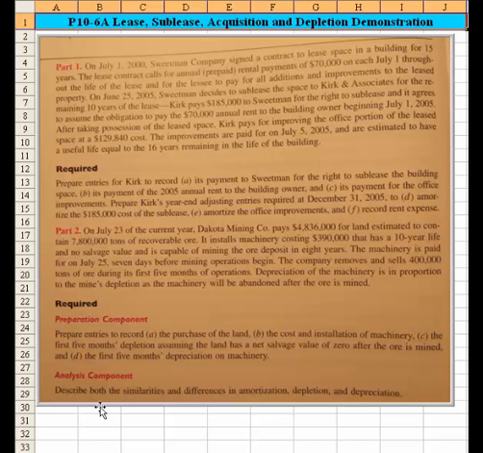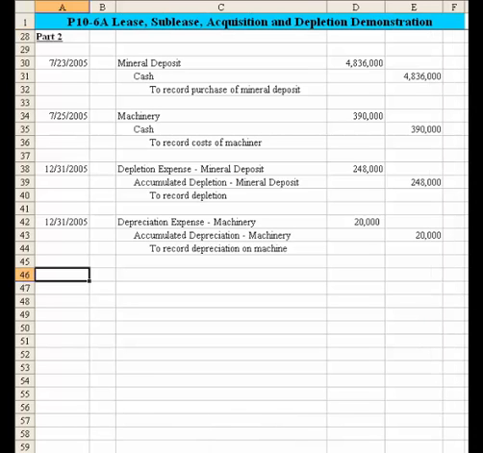Describe both the similarities and the differences in amortization, depletion, and depreciation. Well, amortization, depletion, and depreciation, they're all similar in that they are essentially all methods that we use to allocate long-term assets to the proper accounting periods over the life of those assets, meaning they are being allocated over the accounting periods where there was a benefit derived from the use of those assets.